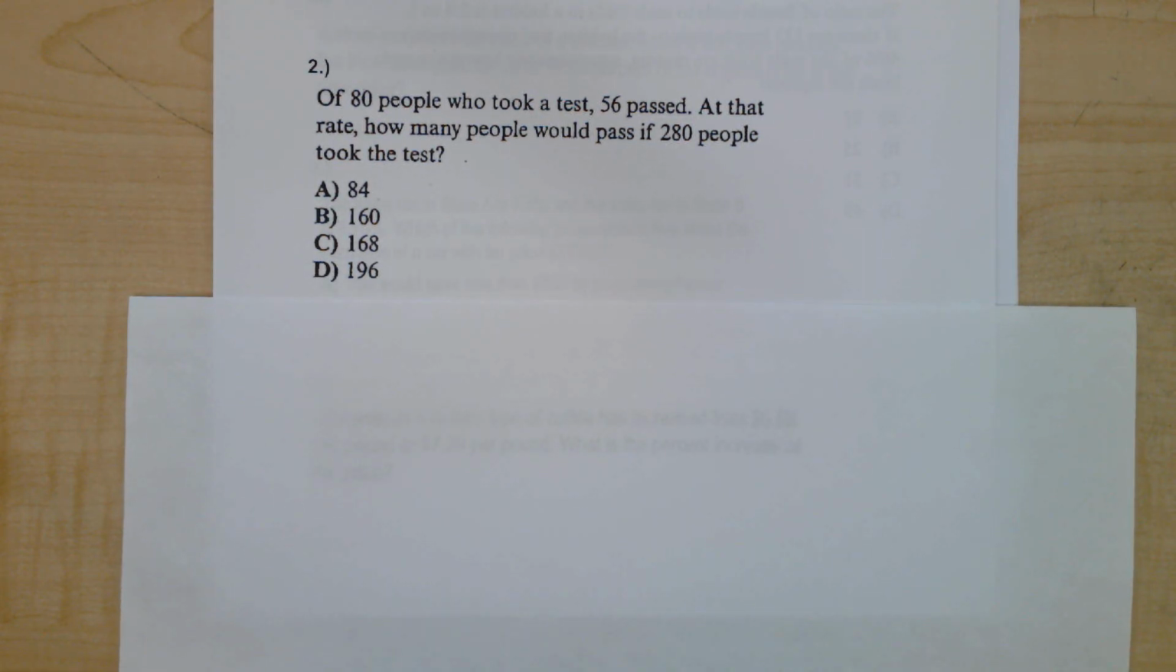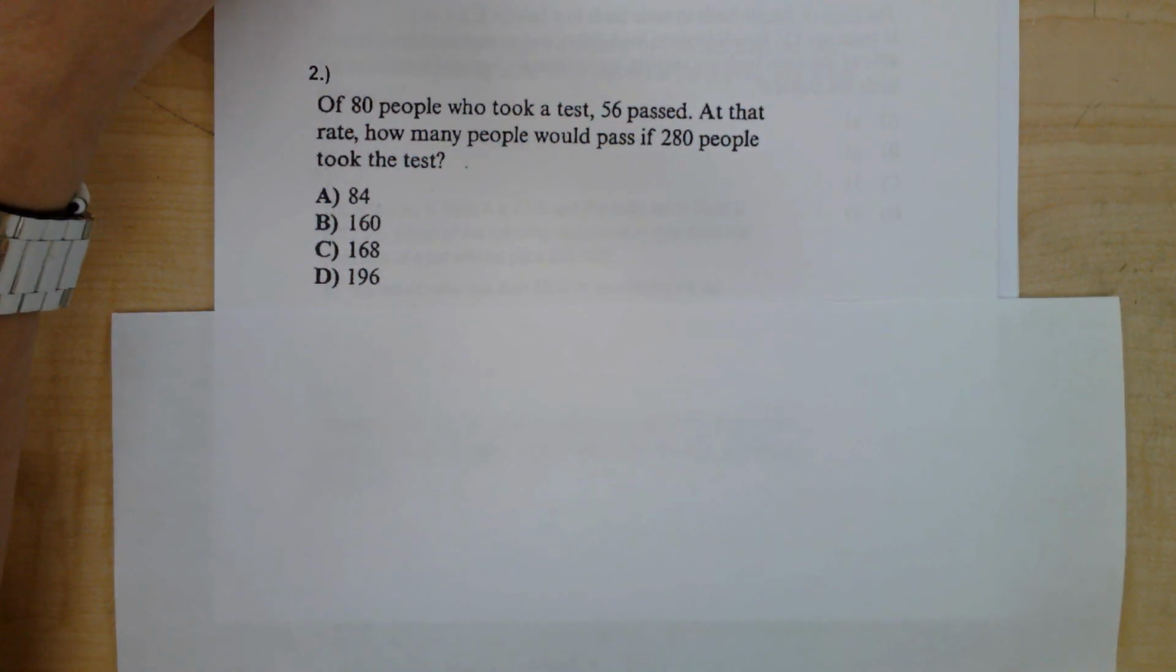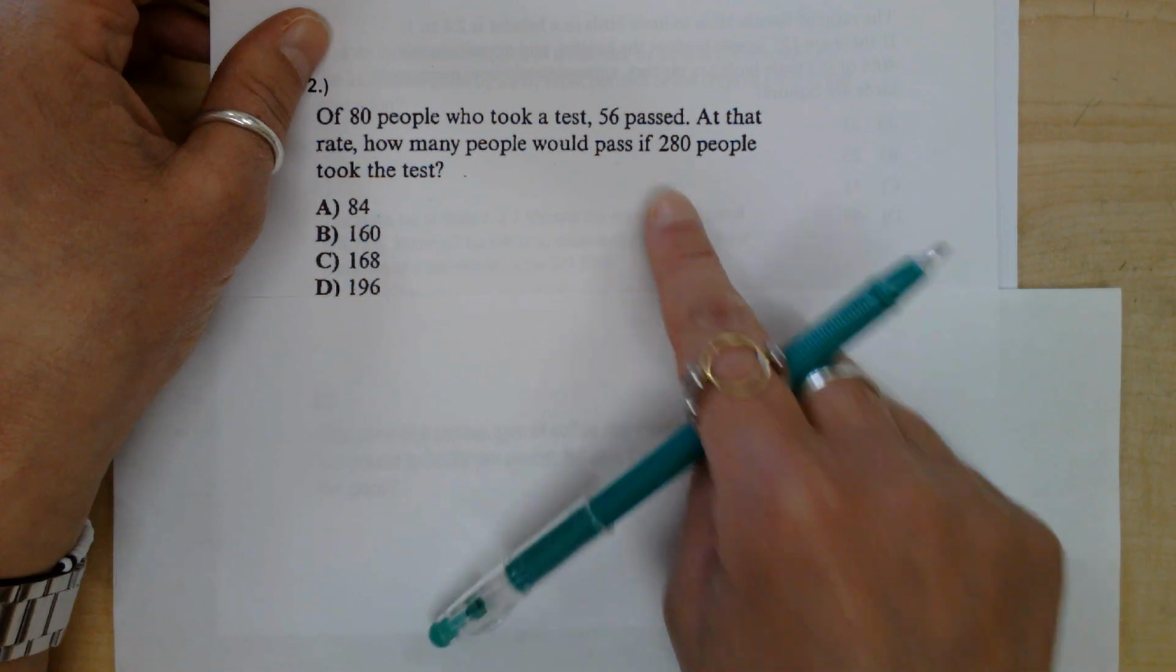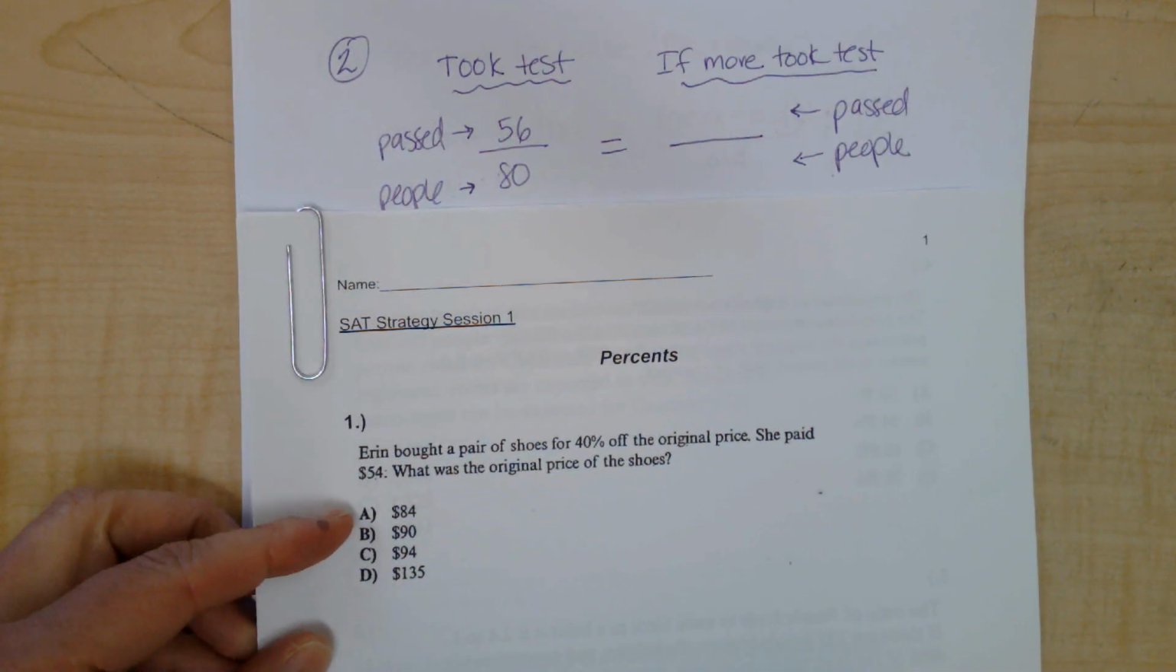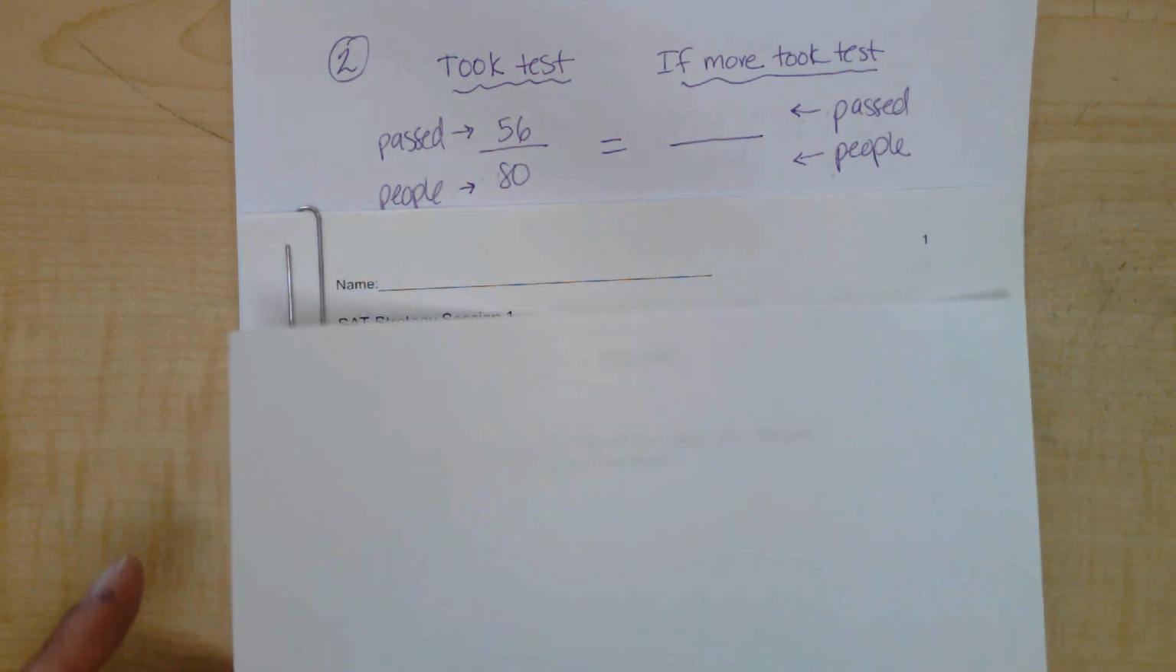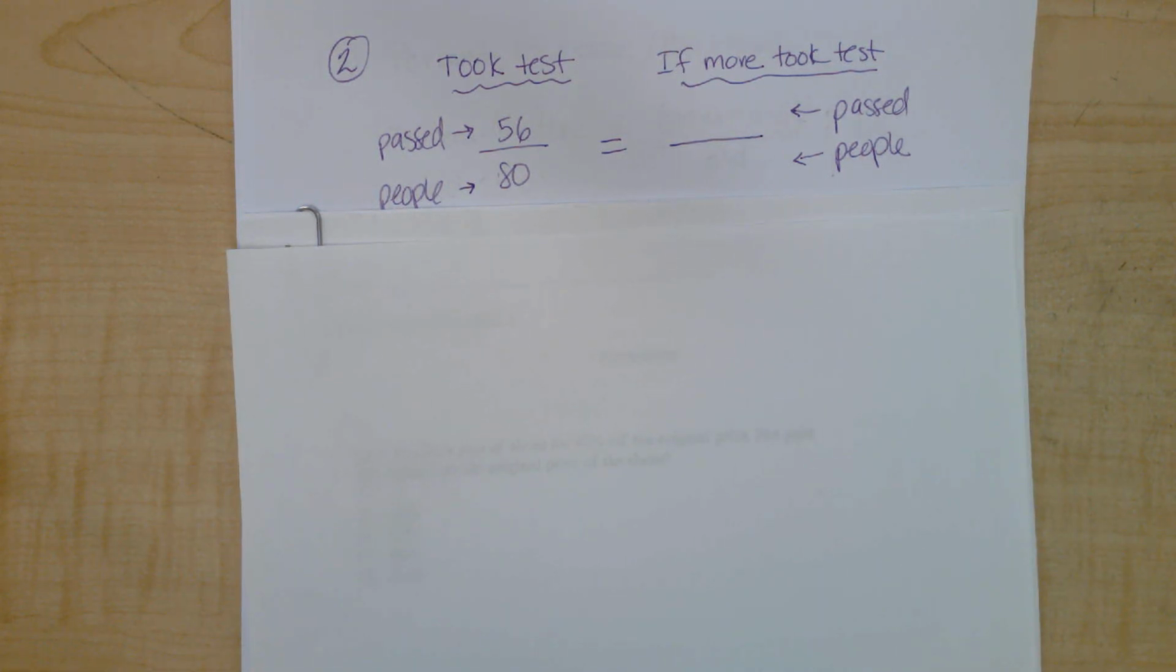Number 2. Of 80 people who took a test, 56 passed. At that rate, how many people would pass if 280 people took the test? So mathematically, I would go to setting up people who took the test and people who didn't take the test, and if more took the test.